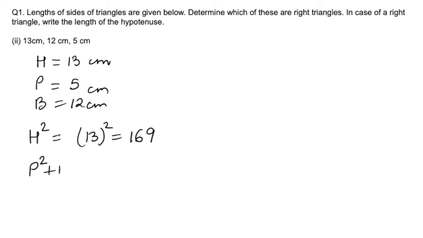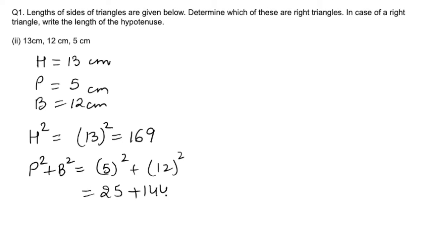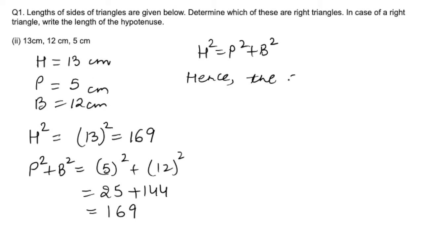Similarly, when we take the squares of the other two sides and we add them, we get 5 square plus 12 square. 5 square will be equal to 25 and 12 square is equal to 144. When we add them, we get the result as 169. So clearly h square is equal to p square plus b square. Since both the sides are equal, that means the Pythagoras theorem is true. Hence the given sides form a right angled triangle.